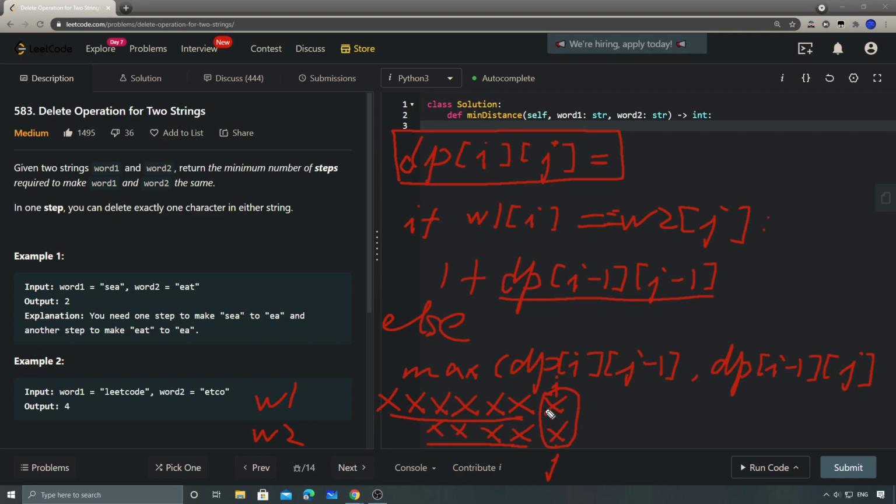So we either compare this part with this one, or we compare i minus 1 with j. i minus 1 is this part, j is this part. Because we know, since these two are different, there's no way we can find the common string here. That's why we have to try to compare the others. We have to either skip this one or skip this one. That's why we have two options here.